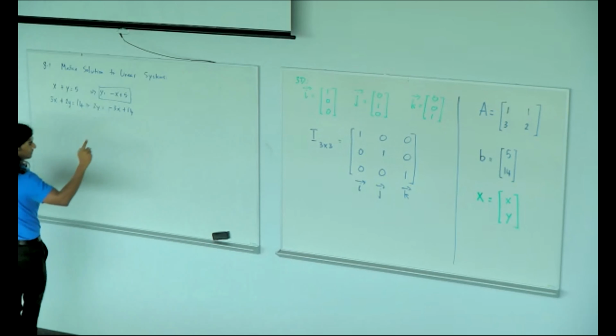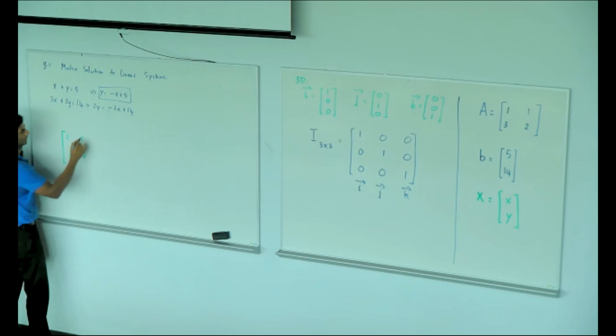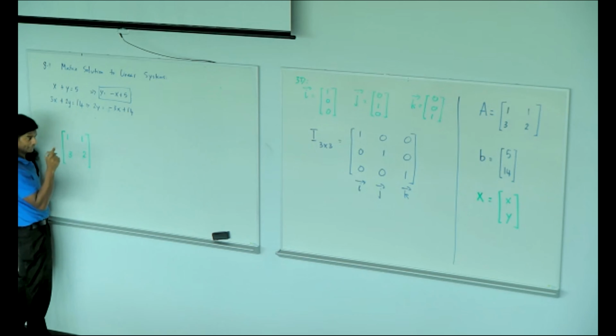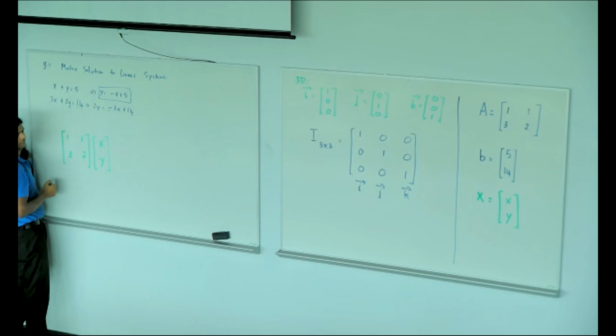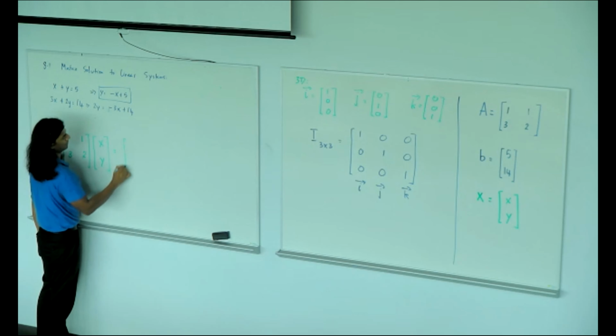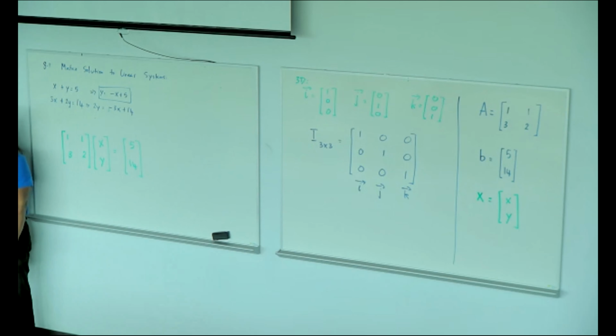So the matrix A, 1, 1, 3, 2. Good. The vector x, x, y, right hand side, 5, 14. Good. I'll show you why this makes sense. But this should make sense. Good. So A, X, B.